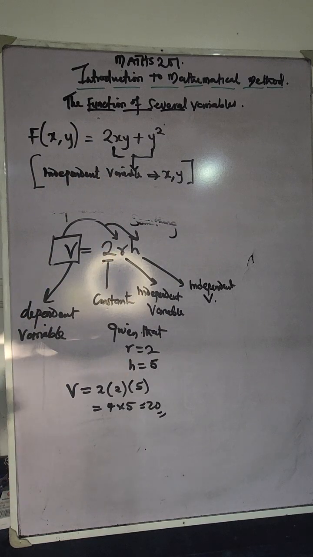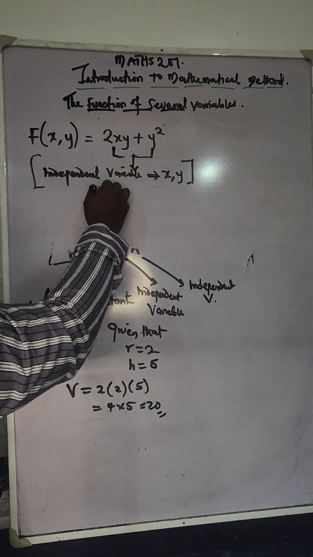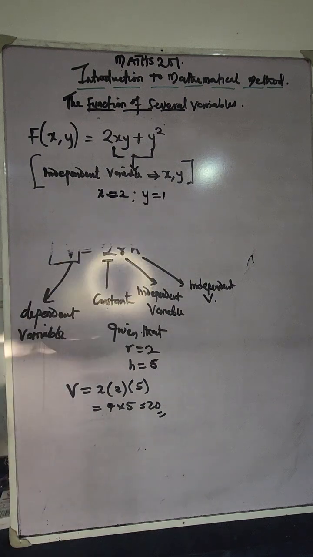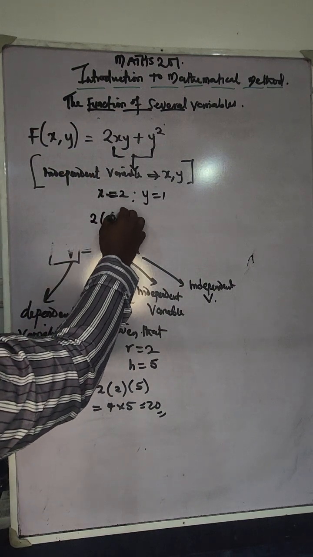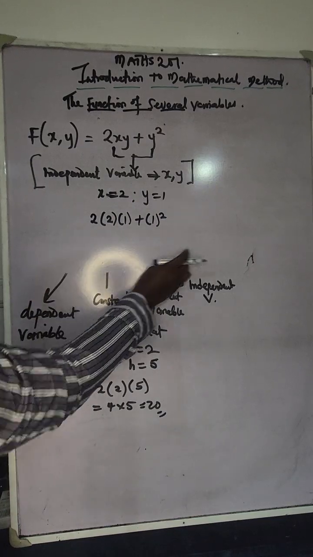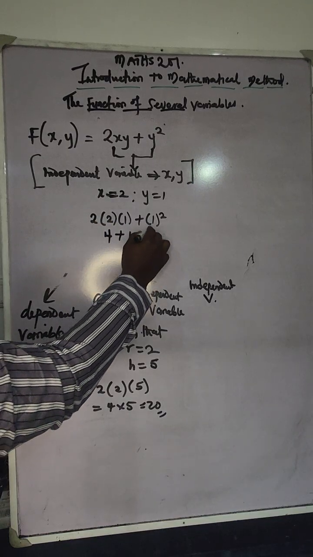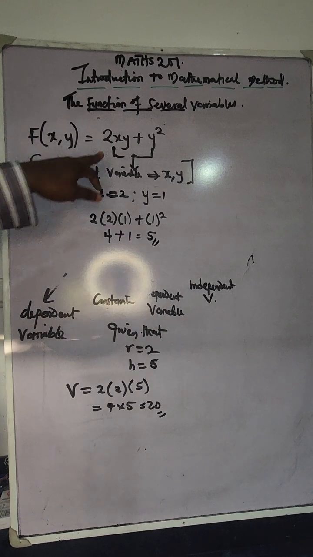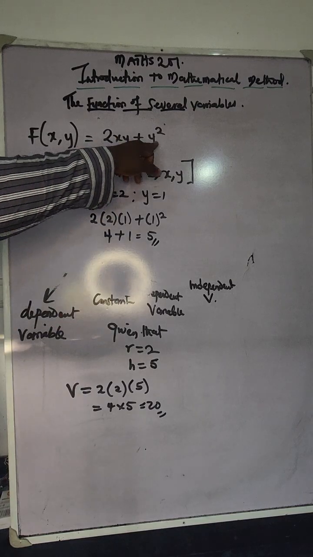So let's say, for example, we have x equals 2 and y equals 1. It means that this function will be 2 into bracket 2 into bracket 1 plus 1 all squared. And so we're going to have 2 times 2, which is 4, plus 1, which is 5. So the value of the function itself, the totality of the function, depends on the two independent variables you see in the system, which are x and y.